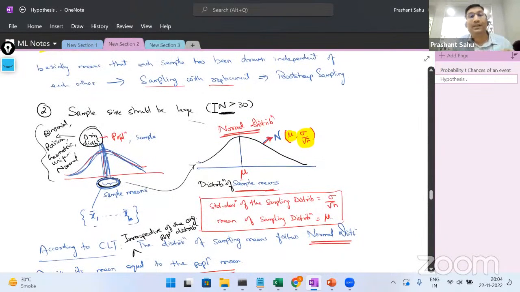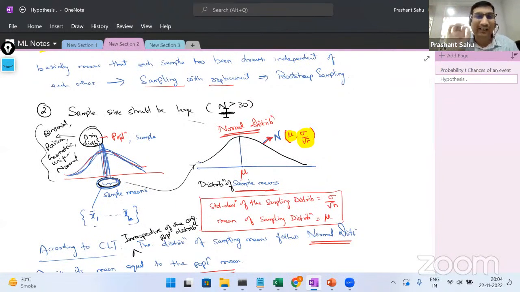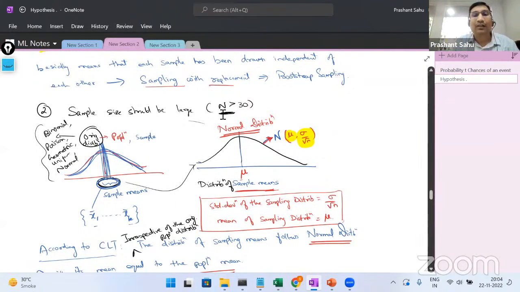And further, the sample size should be large enough. Ideally, more than 100. If not more than 100, at least greater than 30. That is where the constraint comes in. Okay, so please understand that.